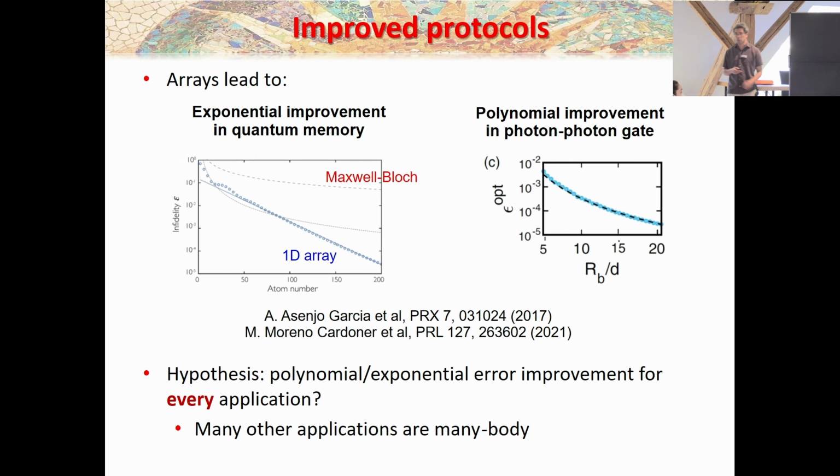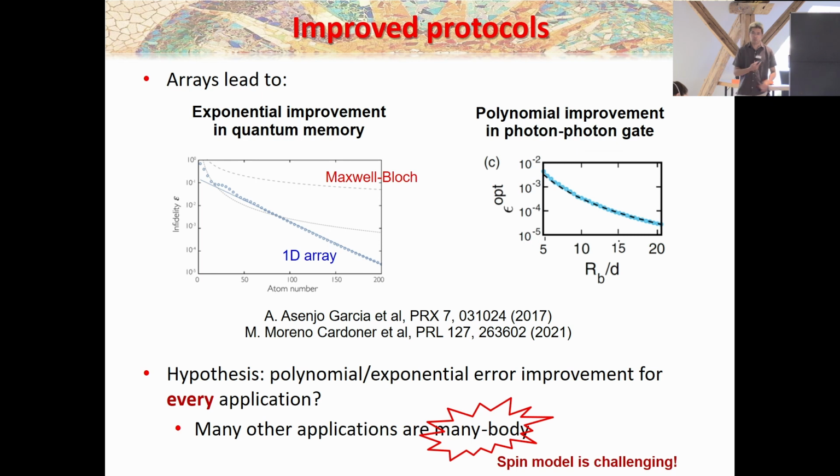Well, most of the other things that you would like to do are many-body. So you have many atoms, but you send in many photons at the same time. And that's where this kind of spin model really becomes challenging. You're trying to solve some out-of-equilibrium, long-range dissipative spin model.